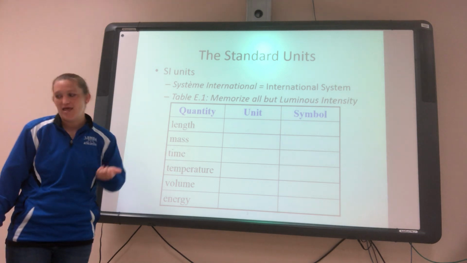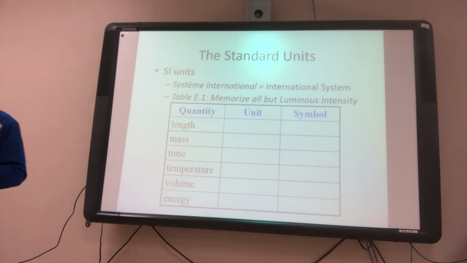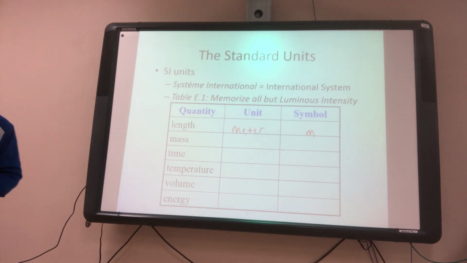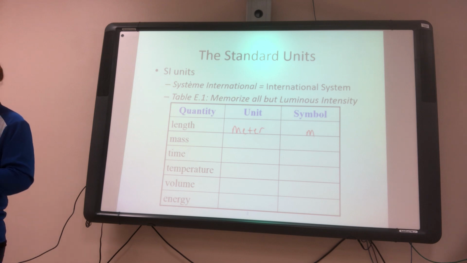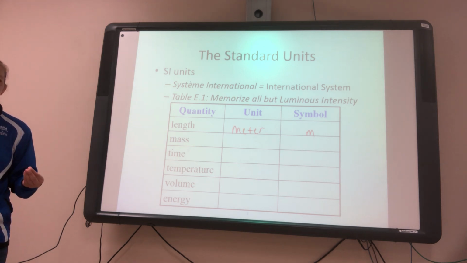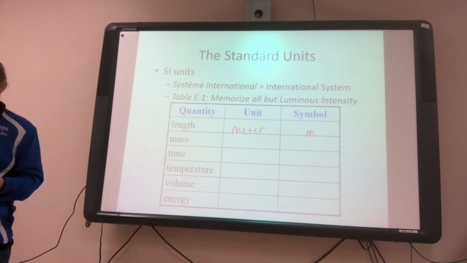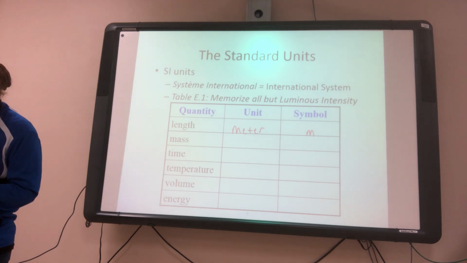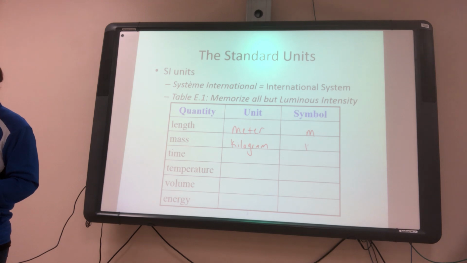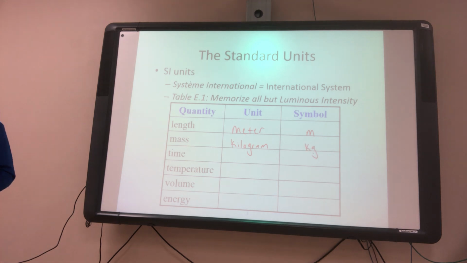The first one is length. The standard unit for length is a meter, and the symbol is a lowercase m. Next is mass. The unit for mass isn't the pound, which is what you're used to here in the United States. It's actually a kilogram. I gave you a hint about that earlier when I referenced it. The symbol for kilogram is a lowercase k and a lowercase g.